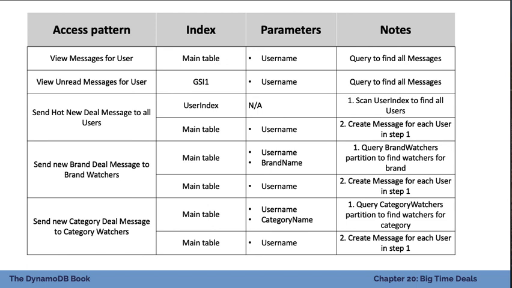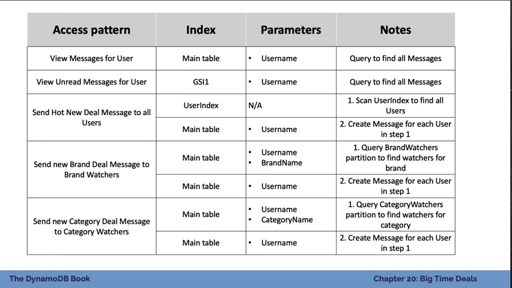We also have those reactive access patterns around new brand deal and new category deal to the watchers. They'll just listen on a DynamoDB stream. When they get a new deal that comes in, they'll find all the watchers for that brand and for that category and send them messages. And we saw how DynamoDB streams power some pretty interesting workflows there.